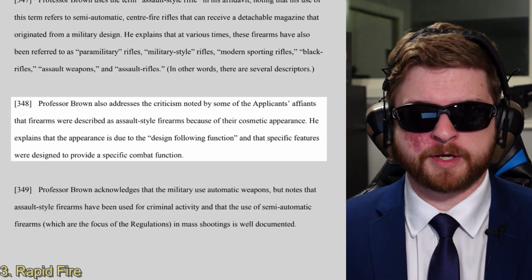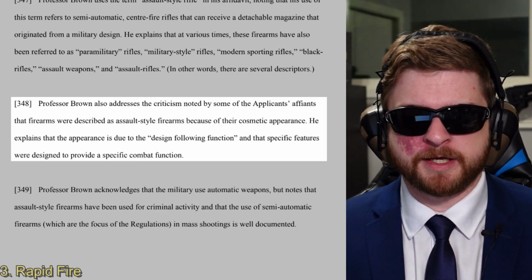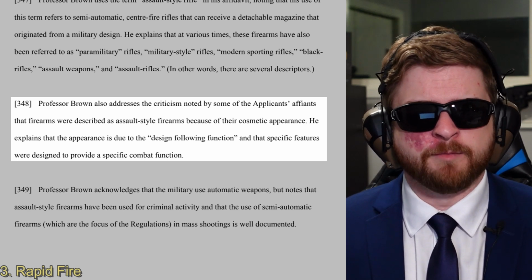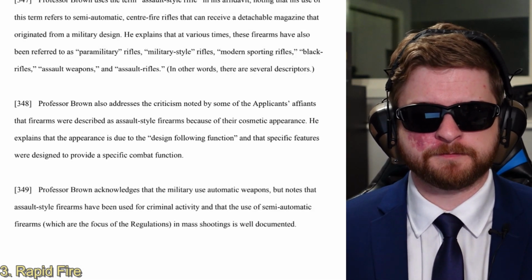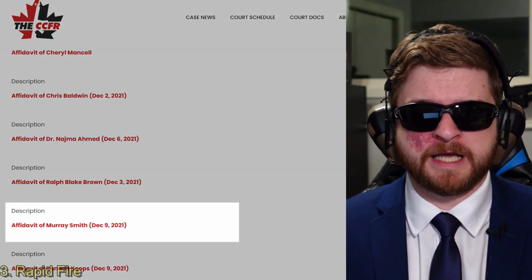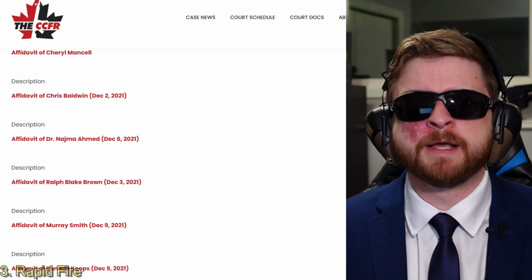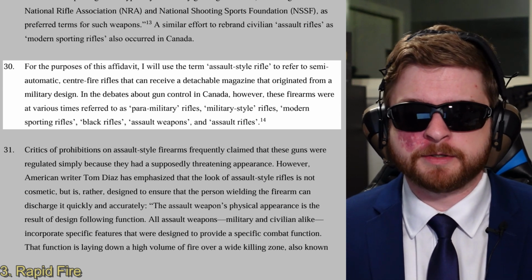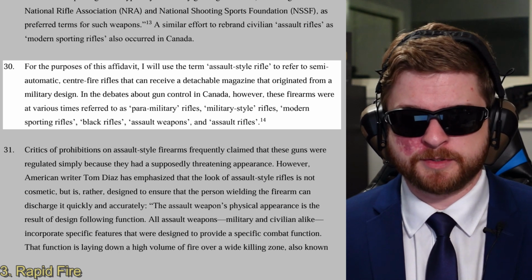During Justice Kane's court case, the government expert Professor Brown doubles down on this nonsense claim, stating that this is the result of design following function. But where does he get this information? Because it's not stated anywhere in the court case. Well, according to Professor Brown's affidavit, which was supplied online by the CCFR, thanks for that guys, he says that an assault-style firearm is a semi-automatic rifle, among other things, and then he also goes on to say that this term can be used interchangeably with all sorts of labels.